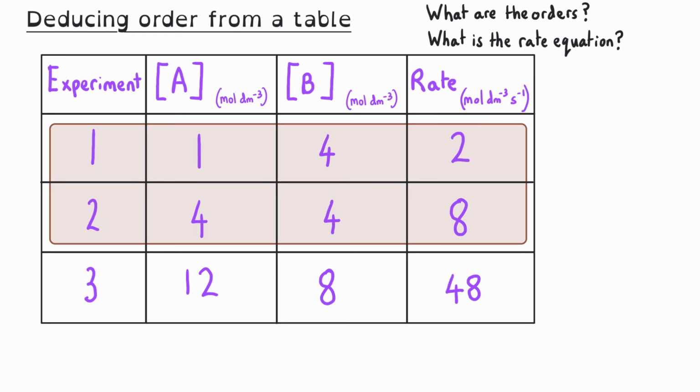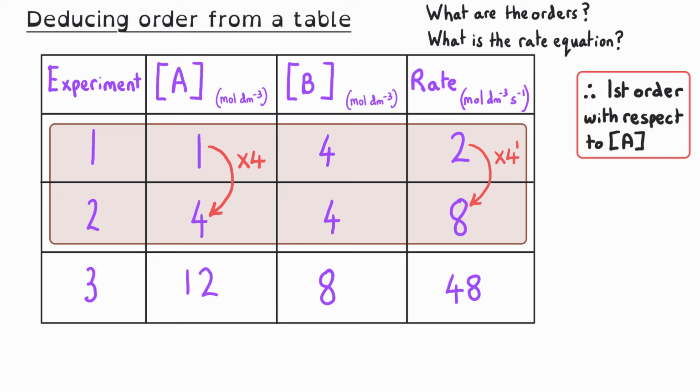The difference between those 2 experiments is that the concentration of A is 4 times larger. The concentration of B is constant, so we can ignore that. And the rate of reaction has changed from 2 to 8, and so it is 4 times larger as well, or we could say it's been multiplied by 4 to the power 1, therefore proving that this is first order with respect to the concentration of A.